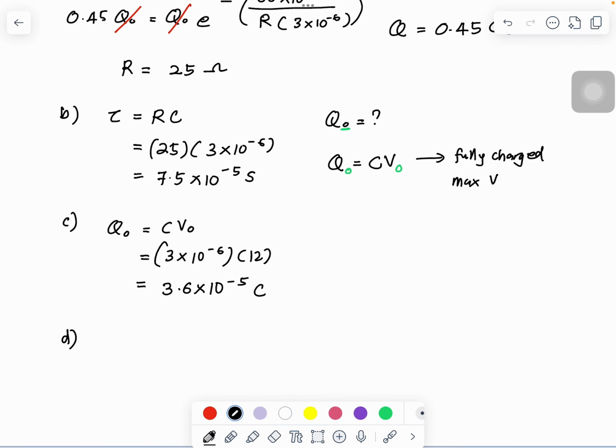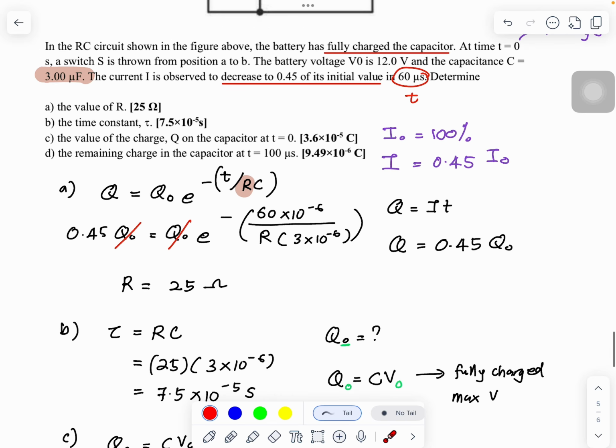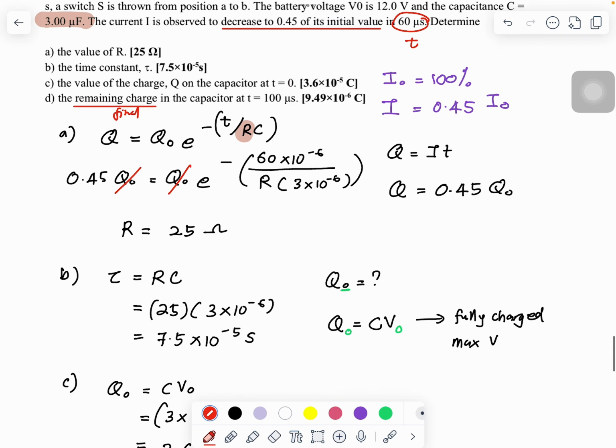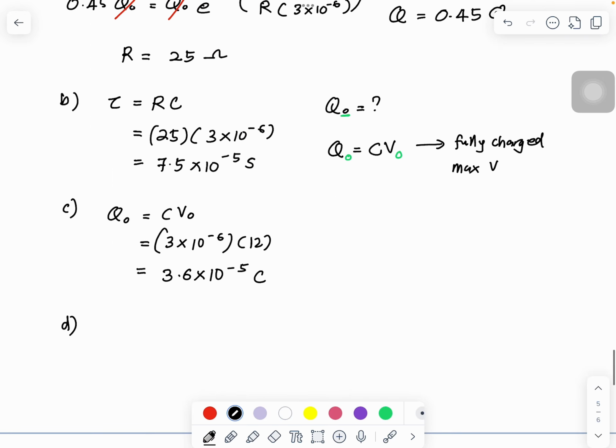Okay, last one, question D. We want to find the remaining charge in the capacitor at 100 microsecond. So the remaining charge maksudnya final charge. Final charge at T 100 microsecond. So kalau dia bagi value T ni, memang inilah formula yang kita perlu gunakan. Q final is what we want to find. Q naught, Q initial kita sudah ada. So T dekat sini ubahlah kepada T yang dia bagi, 100 microsecond.